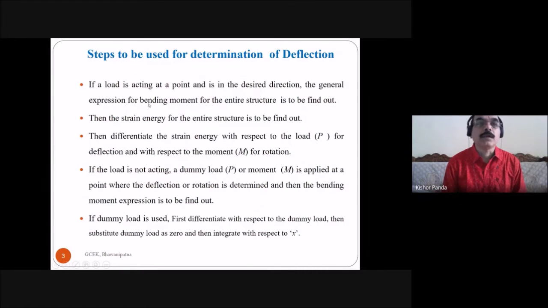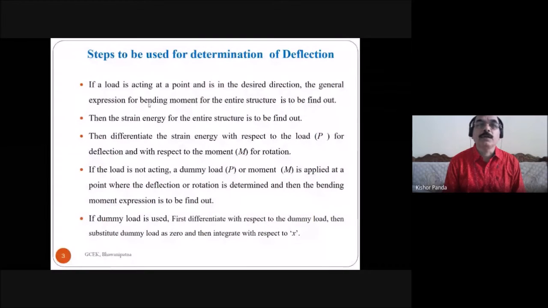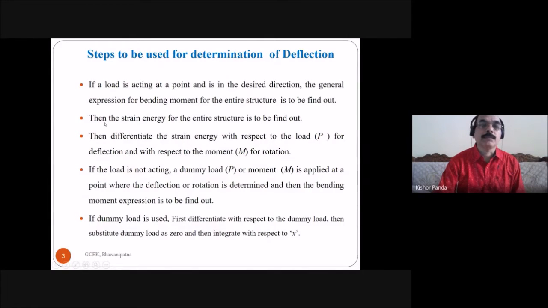And also you know the steps to be used for determination of deflection. Already we have discussed in previous classes. If a load is acting at a point and is in the desired direction, the general expression for bending moment for the entire structure is to be found. This is the first step. Then the second step, the strain energy for the entire structure is to be found. Then the third step, you have to differentiate the strain energy with respect to the force for deflection and with respect to the moment for rotation.